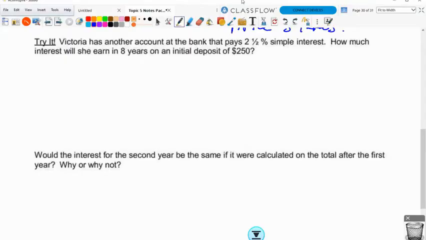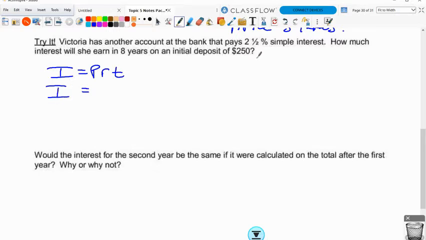In our try-it example, we're told that Victoria has another account at the bank that pays 2.5% simple interest. How much interest will she earn in 8 years on an initial deposit of $250? So we'll start with our equation, I equals PRT. How much interest will she earn? So we're calculating I, the interest.